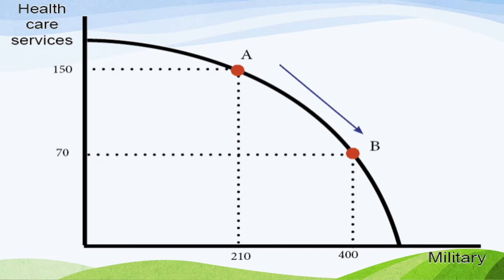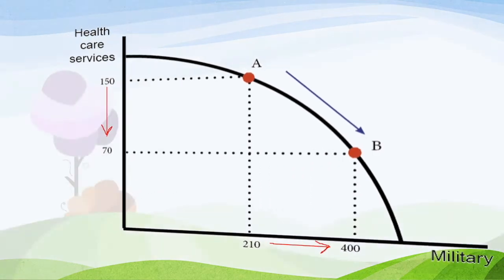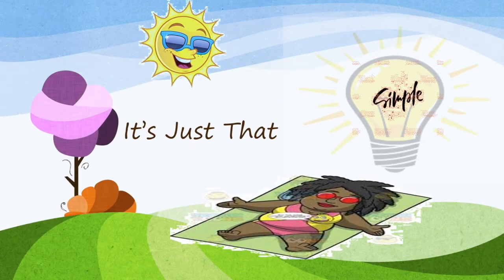How do we know? Here we can see an increase in output from 210 to 400, and a decrease in healthcare services from 150 to 70, which means that resources were removed from healthcare services and put into the military services in order for output in the military services to increase. You see, it's just that simple.